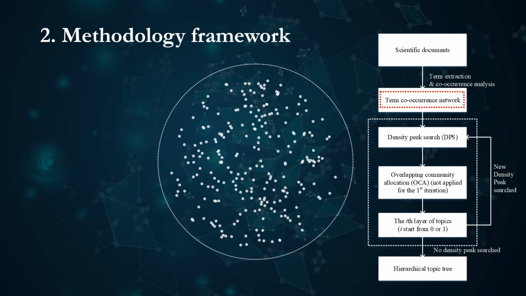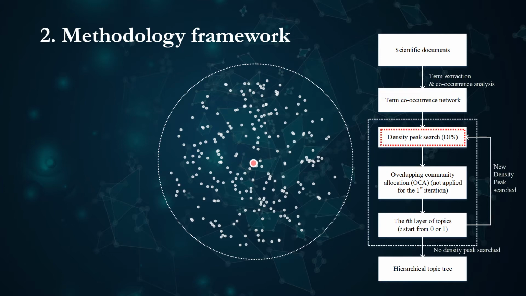Here, overlapping means that one term can be assigned to multiple clusters. So these two algorithms together constitute a complete clustering algorithm. And then we will apply this clustering algorithm iteratively to the network to identify topic hierarchies. I'll use animations to demonstrate this whole process and explain the algorithm details in the following slides.